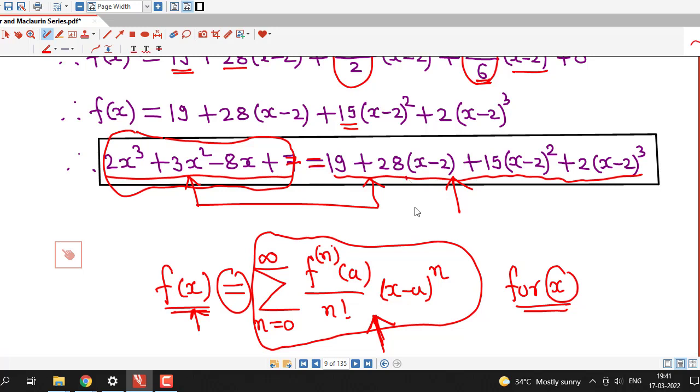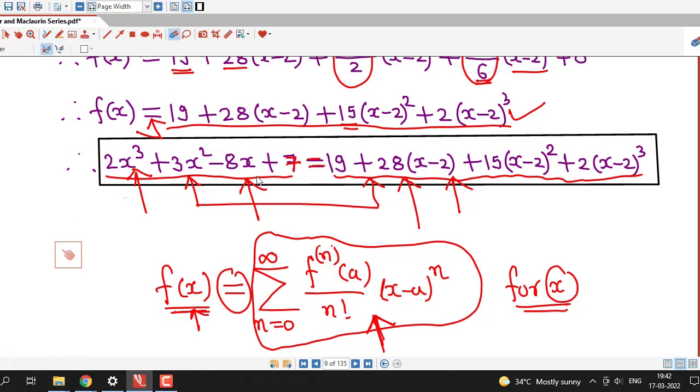So if you expand this, you will obtain the same expression which we have on the left hand side. Therefore I have written equality in this problem. If we take the powers (x minus 2) square, (x minus 2) cube, and simplify, then we will obtain the given function. But our answer is this one.